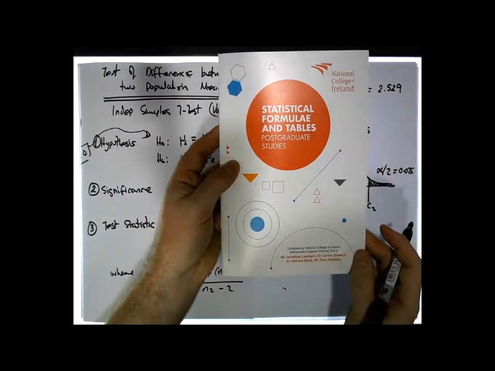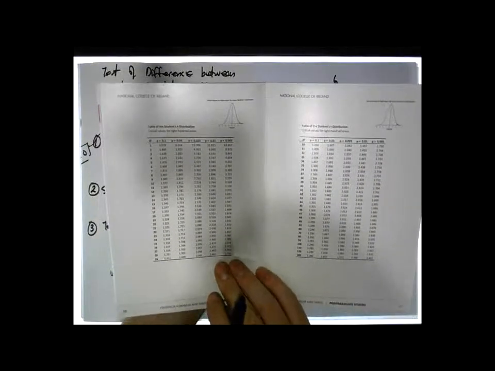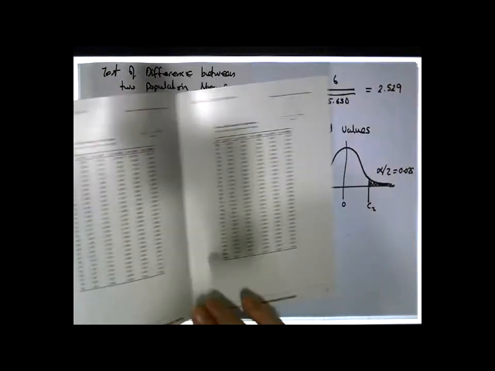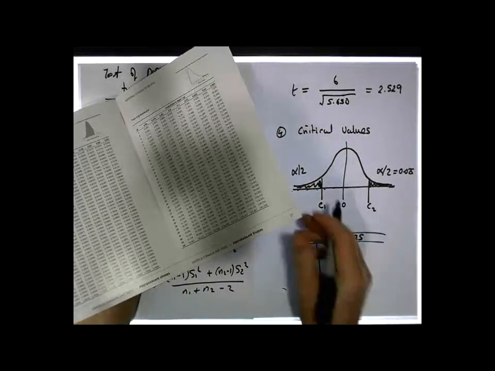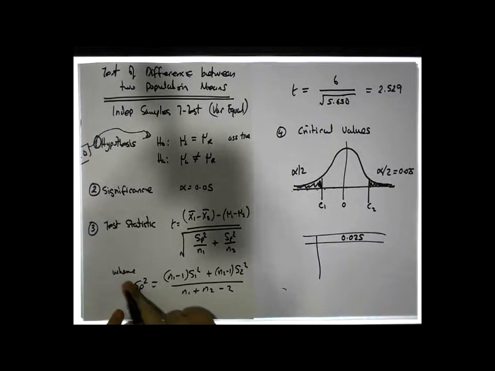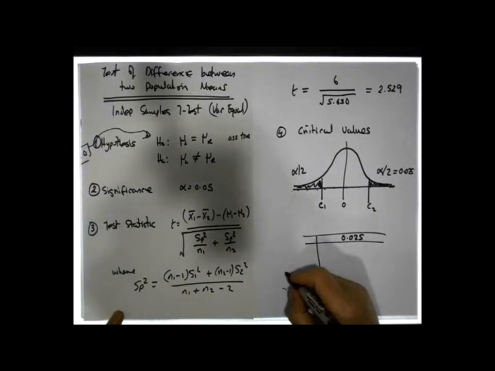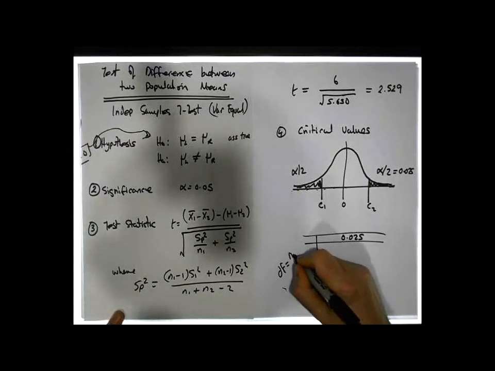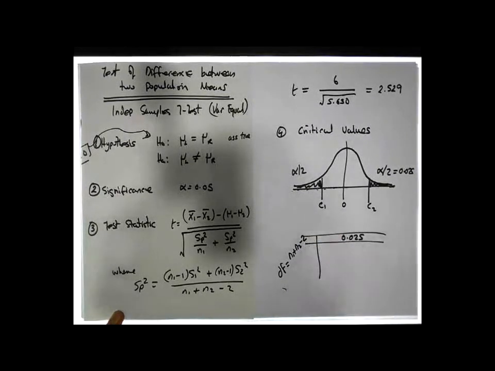So our t distribution tables, here's our formula tables, are on page 28 and page 29. And I'm interested in how much area did I put in the right-hand tail. I put 0.025 in the right-hand tail. And the degrees of freedom are, well, what did we divide our variance by? N1 plus N2. So our degrees of freedom is N1 plus N2 minus 2, which gives us, that was a value of 11 plus 12 minus 2 gave us a value of 21, if I'm not mistaken.